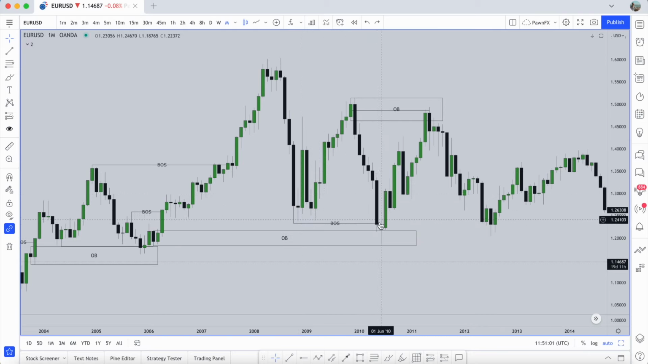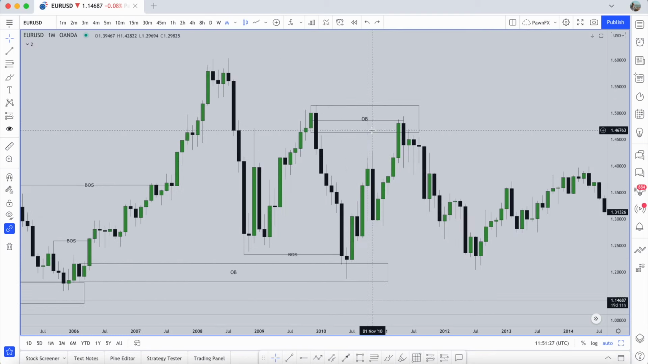We've had a push to the downside, we've had a break below this break of structure, or below this low, and then we've had a close below also. Then we've pushed back to the upside, and now we have a new order block. So we have an up close candle before this push to the downside, which broke structure. This is how to identify the higher time frame order blocks.